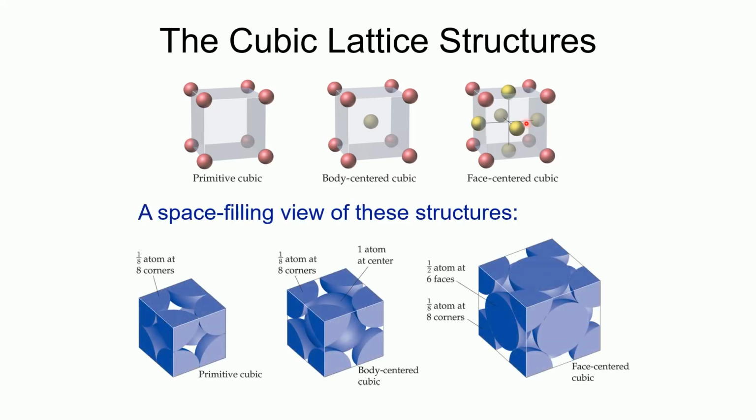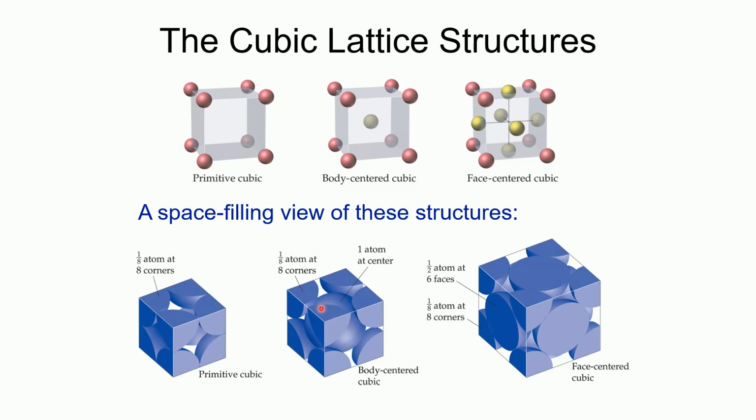Now, if we use a space-filling view of these models, this is what they would look like. We've cut off the other parts of the atoms that are in adjacent unit cells, and so you can see how much of each atom is in each cell. You'll notice the atoms on the corner, 1/8 of the atom is within that cell. And with 1/8 of the atom within the cell, and there's 8 corners, that means there's one net atom in a primitive cubic crystal.